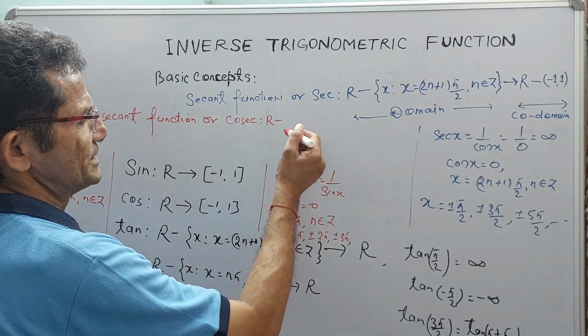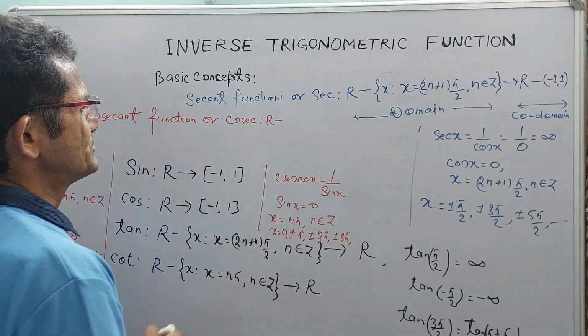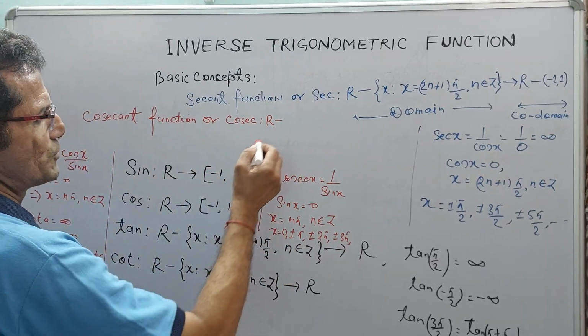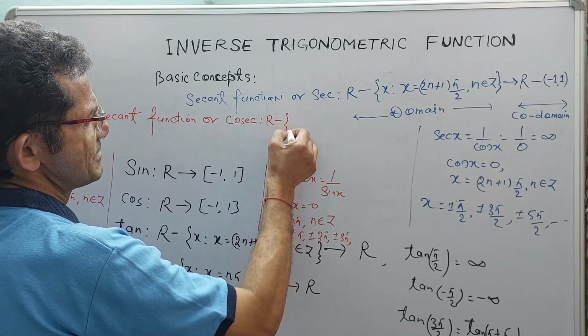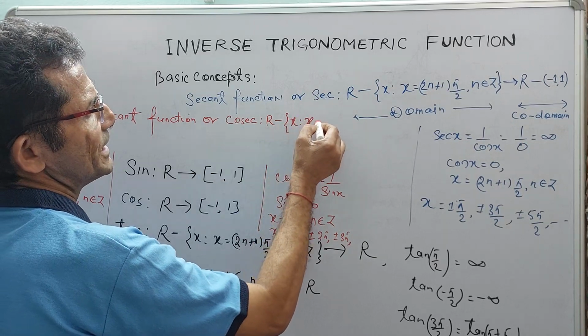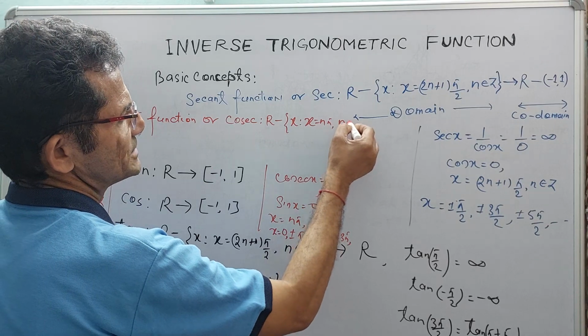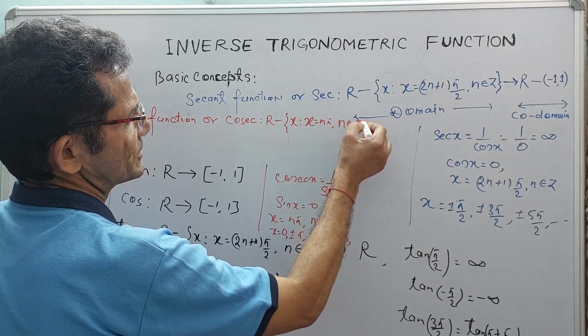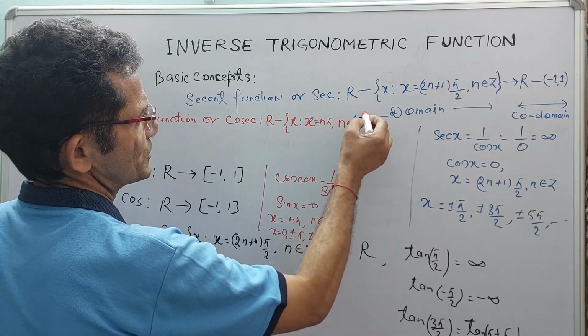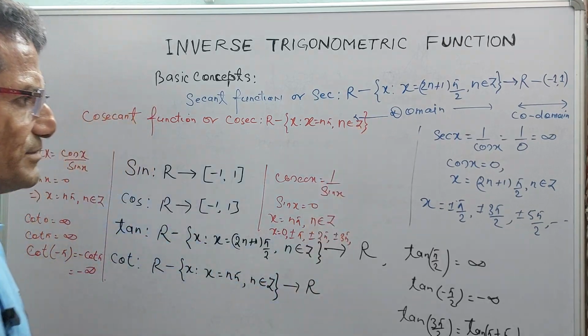So in set builder form, we have to exclude from the set of R those numbers x such that x is equal to n pi, where n belongs to the set of integers, and we close this with curly brackets.